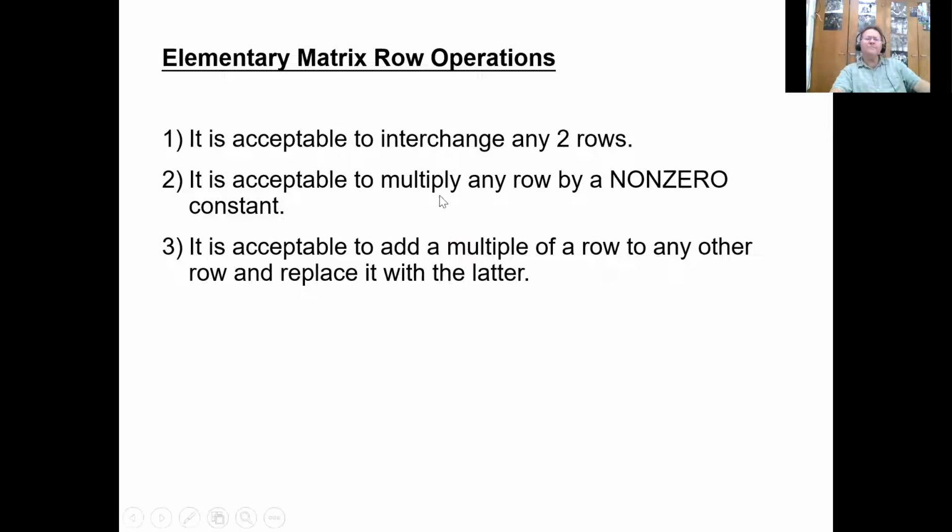Excuse me. And then lastly, you can add a multiple of one row to another row. Notice it doesn't say a multiple of another row, and it doesn't say subtract, just add. And you want to replace it with the latter, meaning the one that's not multiplied by something else. So if you say multiply row 1 by 3 and add it to row 2, when you add it to row 2, that's the row that you want to replace with that operation. Okay? This is again absolutely a review from chapter 7.